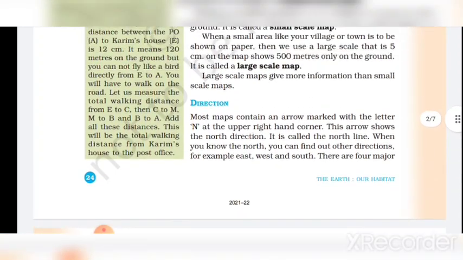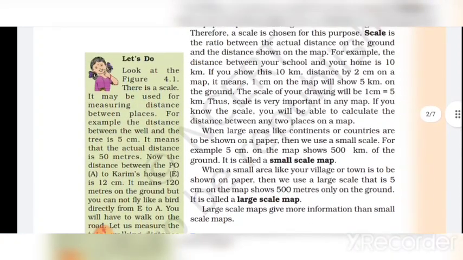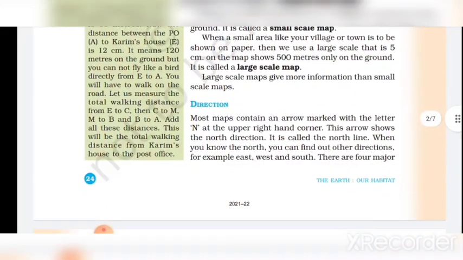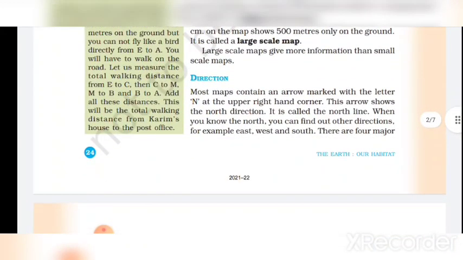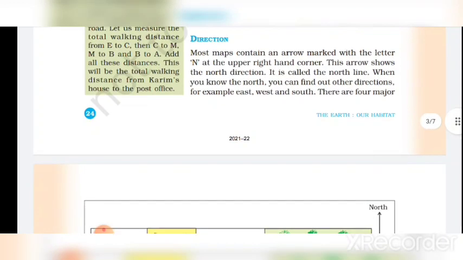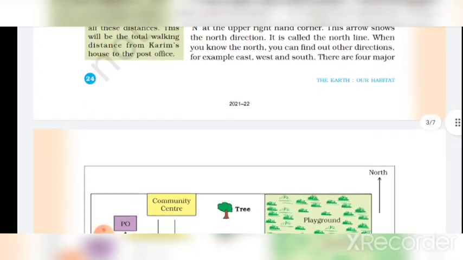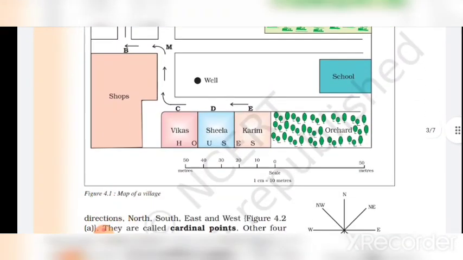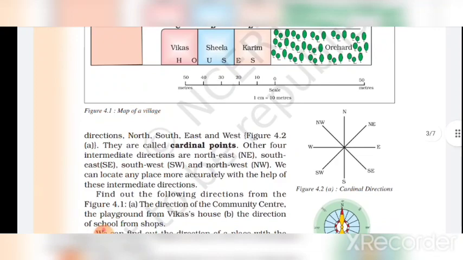Direction. Most maps contain an arrow marked with the letter N at the upper right hand corner. This arrow shows the north direction. It is called the north line. When you know the north, you can find out other directions, for example, east, west and south. There are four major directions: north, south, east and west.